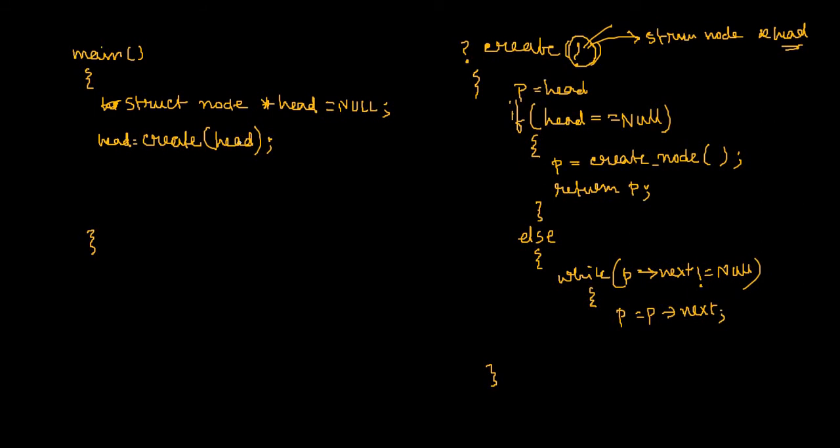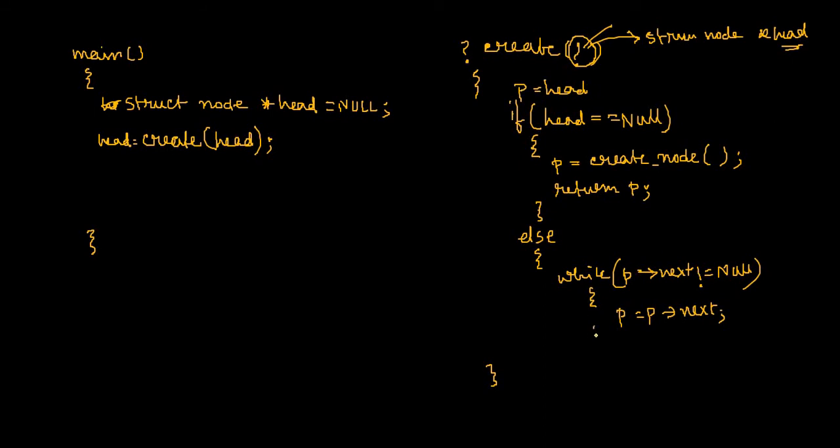Don't mix up the head of this and head of this. This head is a local variable within main, and this head is a local variable within create. Whatever you are sending through this head is accepted by the same variable name head, so the content is the same, but the address of this head variable and the address of this head variable are obviously not the same.